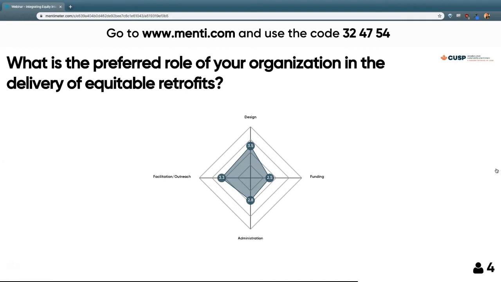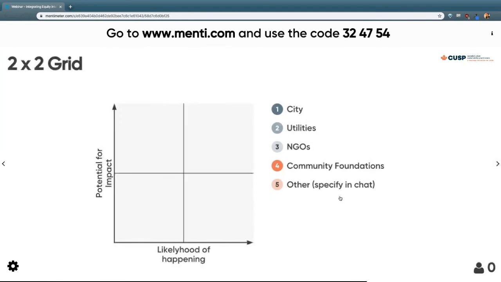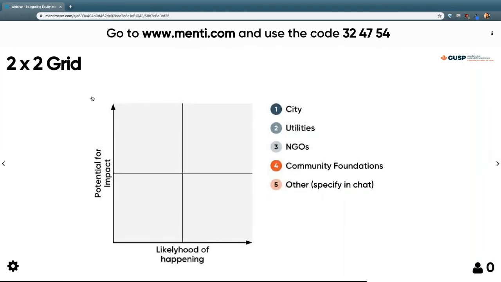Moving on. This is the last Menti question for you today, I promise. The question is, who is your preferred administrator for the building retrofits? If you had to place them on their potential for impact and also the likelihood of securing their partnership in administering your building energy retrofit program, which of these entities would you prefer?